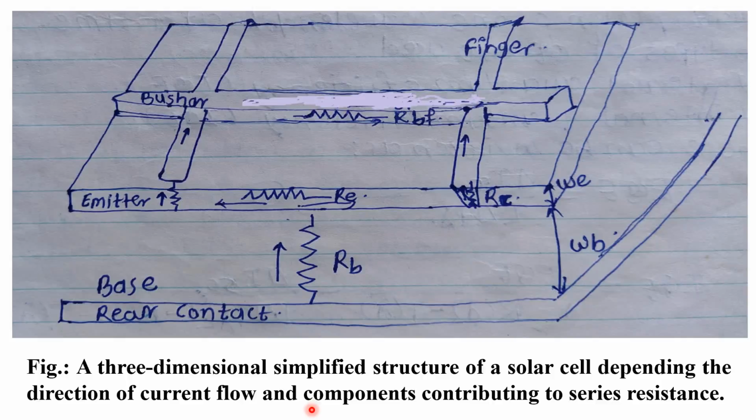Now the figure shows the emitter, base and rear contact, and also denotes RB, RE and RBF. This figure is a three-dimensional simplified structure of a solar cell, depending on the direction of current flow and the component contributions to series resistance.